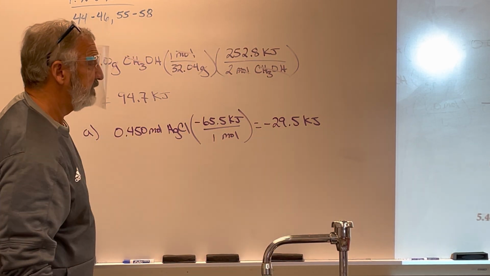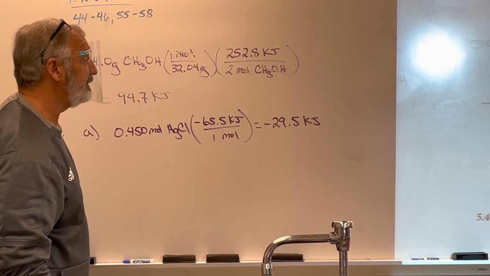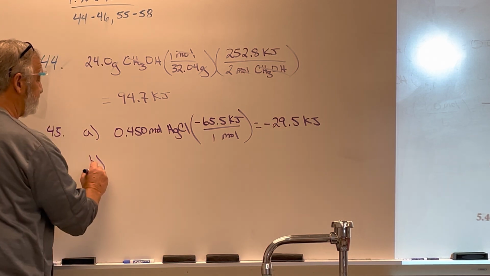So, B, calculate for the production of 9 grams of AgCl. So, what's the only thing we have to do differently?